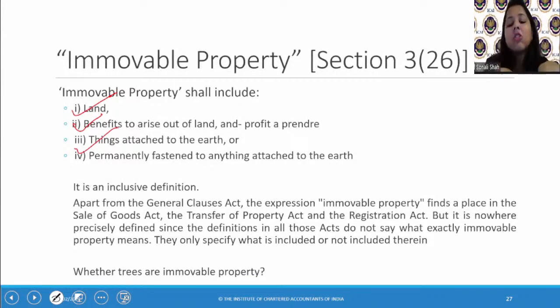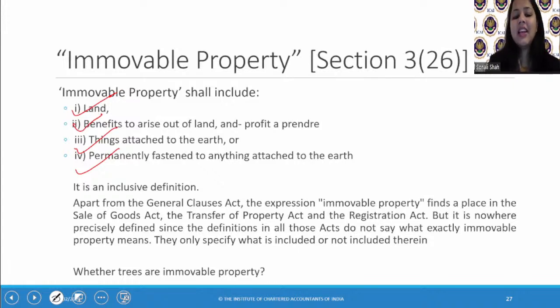Things attached to earth or permanently fastened, anything attached to earth. So what is a house? A house is permanently built on earth. It is attached to the earth. What is a tree? It is a thing that is attached to the earth. You cannot just uproot a tree like this, right? It is tightly attached. So immovable property shall include land, benefit to arise out of land, and profit apparent, things attached to earth, or permanently fastened, anything attached to the earth.